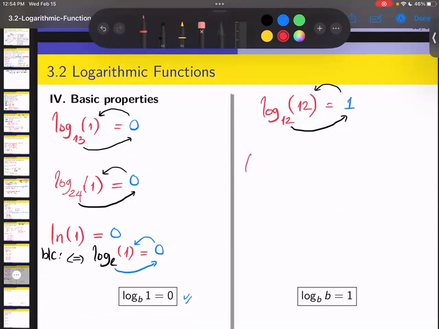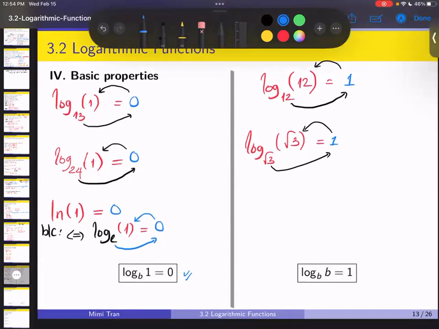One more. Log base root 3 of root 3. So root 3 to the what power? Give me root 3. Go to the 1. One more, you tell me. Log base pi of pi. 1, right? Pi to the first equals pi. So log base b of b, if the base and the argument are matched, your final answer is 1.